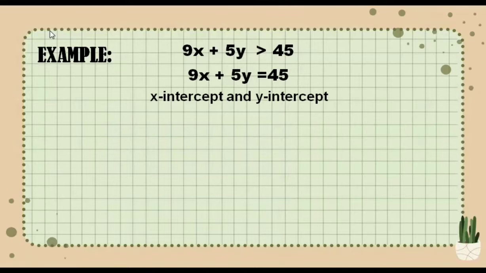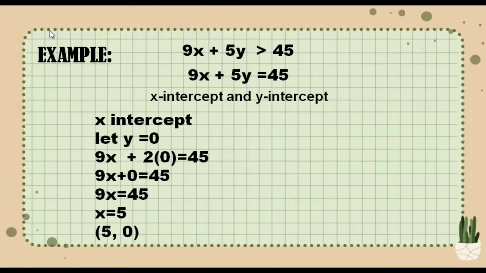So we are going to solve first for the x-intercept. Let y be equal to 0 and substitute this 0 to the y variable. 9x plus 5 times 0, because y is equal to 0, equals 45. 9x plus 0, because 5 times 0 is equal to 0, equals 45. 9x plus 0 is equal only to 9x. And then we need to divide both sides by 9. So 9x divided by 9 is equal to x, and 45 divided by 9 is equal to 5. So we now have our x-intercept, which is 5, 0.